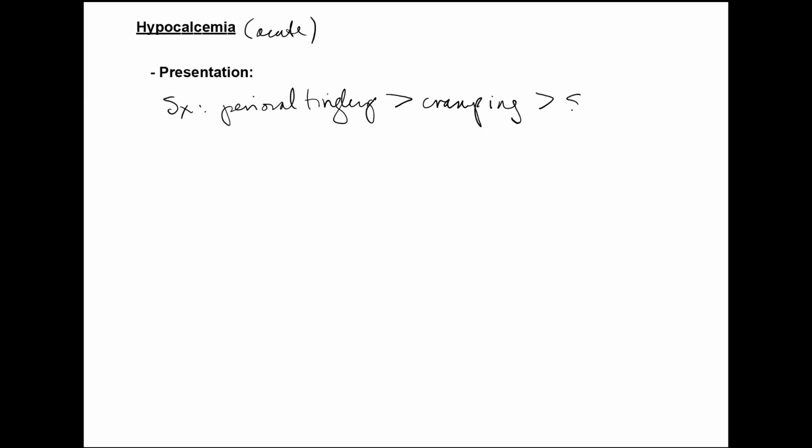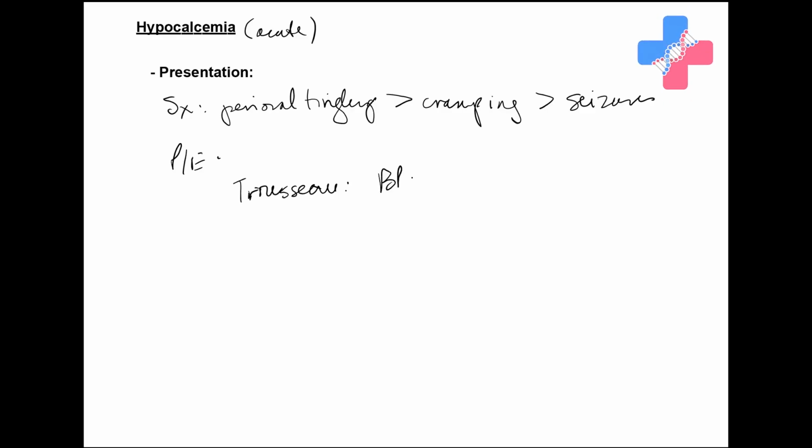Hypocalcemia only presents symptomatically in an acute setting, because in a chronic setting, PTH will reestablish a normal serum calcium level. The symptoms in an acute setting start with perioral tingling, which then proceeds into cramping and can end in seizures.